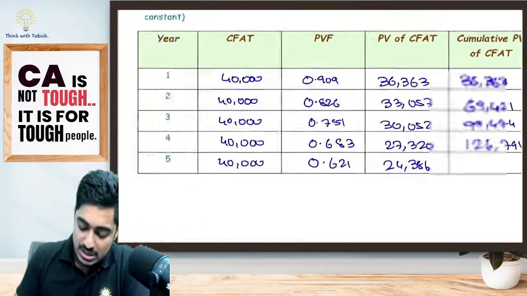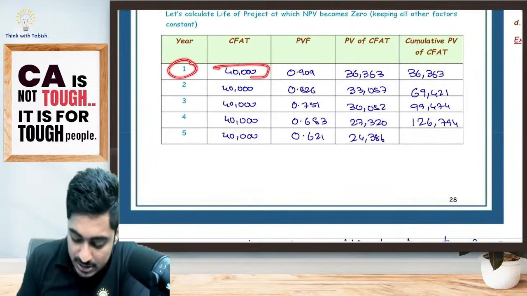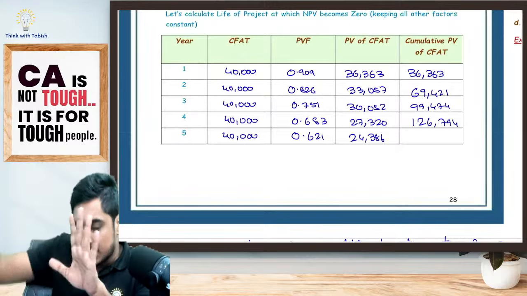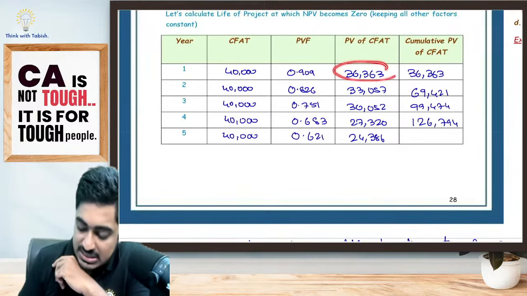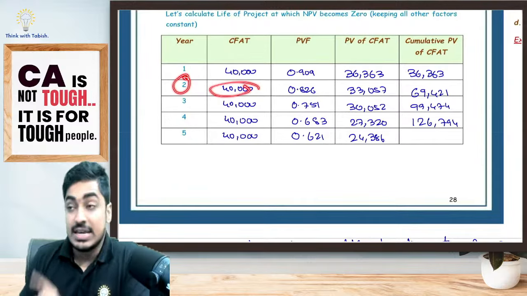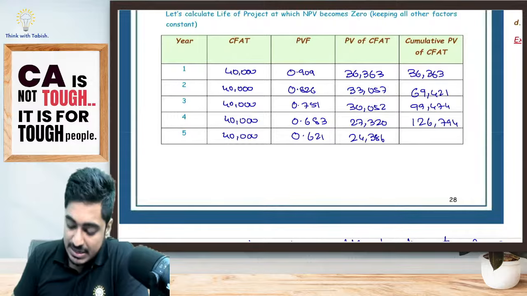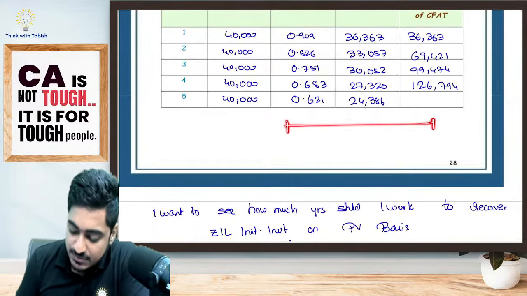Okay, how do I do it? Now look at this. Imagine first year I run my project. How much cash I'm getting? 40,000. But 40,000 I'm getting on first year. Bring it to present value terms. It becomes 36,000. Second year I run my project. How much I will get? 40,000. That is second year. Bring it to present value. Yes, it is 33,000. That means, tell me students, if I run my business for first 2 years, first year as well as second year.